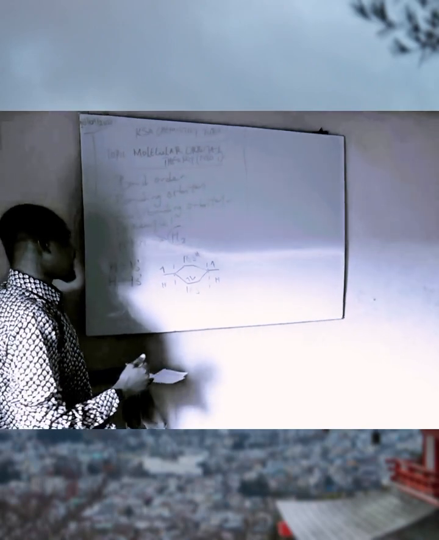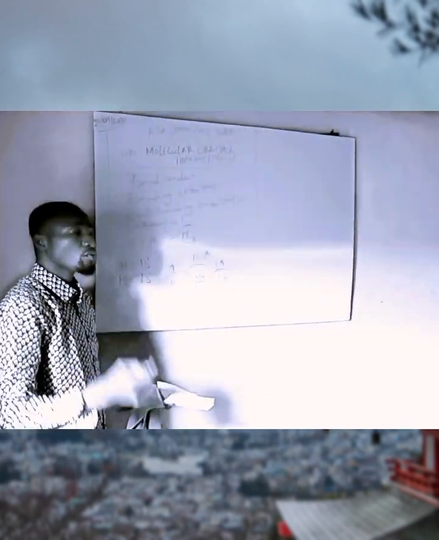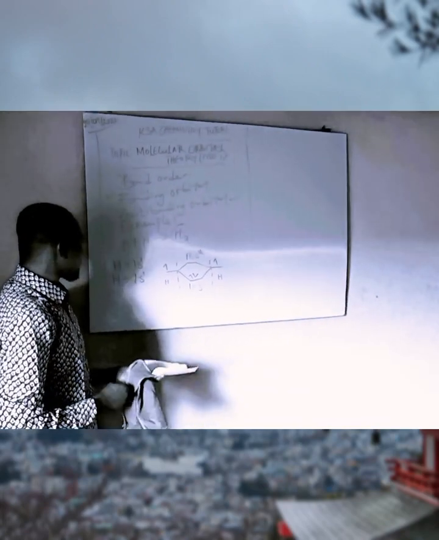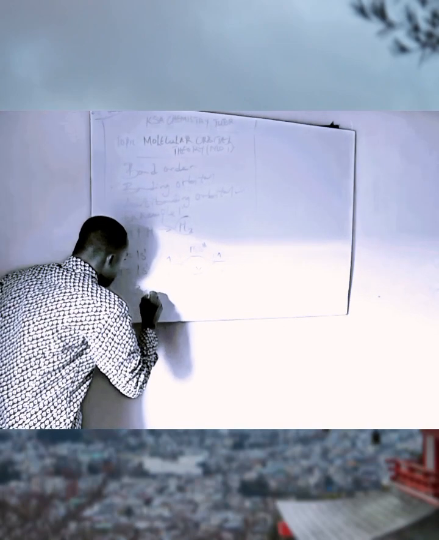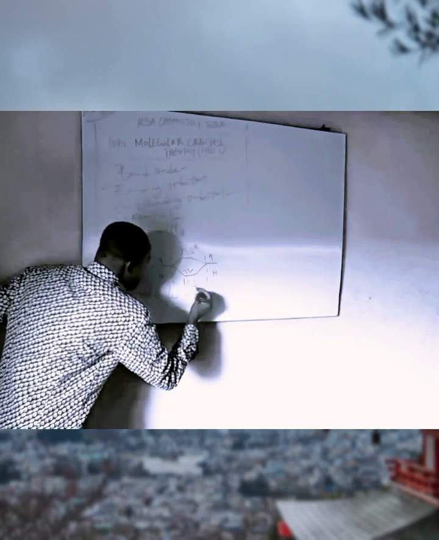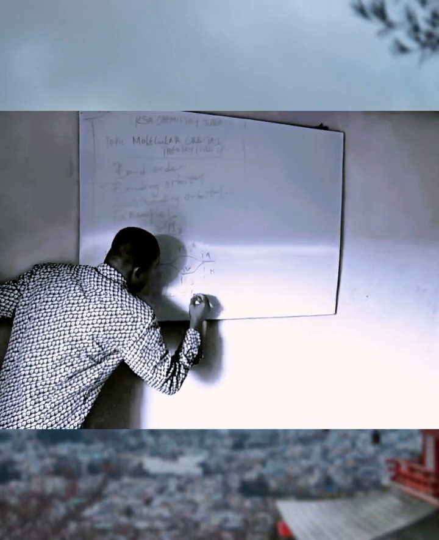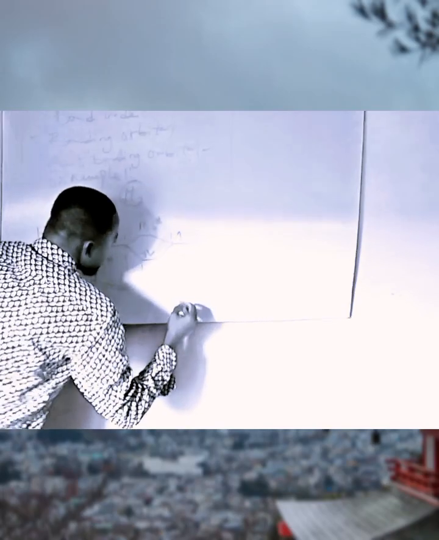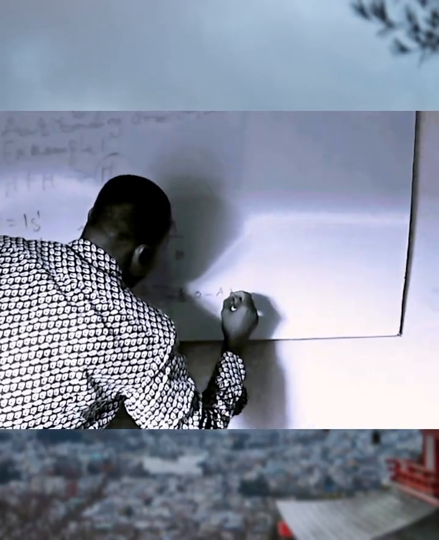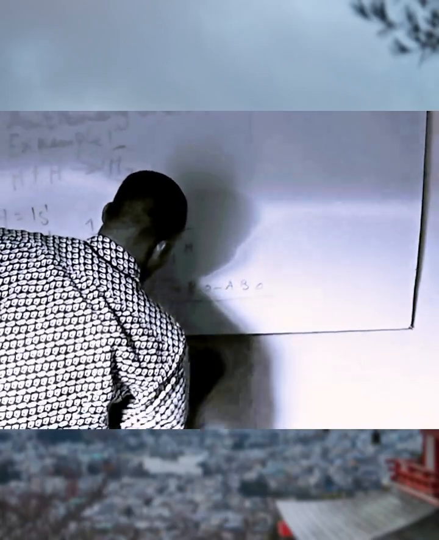Then let's see whether the molecule exists or not. If you want to know whether a molecule exists or not, we are going to use bond order. And bond order has a formula: bond order is equal to total electrons in bonding orbital minus anti-bonding orbital, divided by 2.